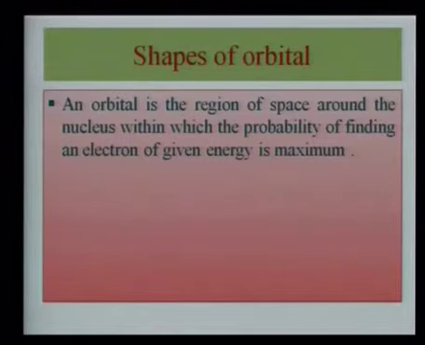For example, you will find there are different orientations, but we have to move to the shapes of orbitals, where we will discuss that an orbital is the region of space around the nucleus within which the probability of finding the electron of the given energy is maximum. The shape of this region gives the shape of the orbital.